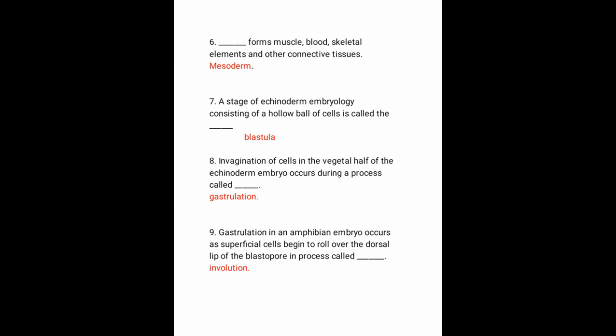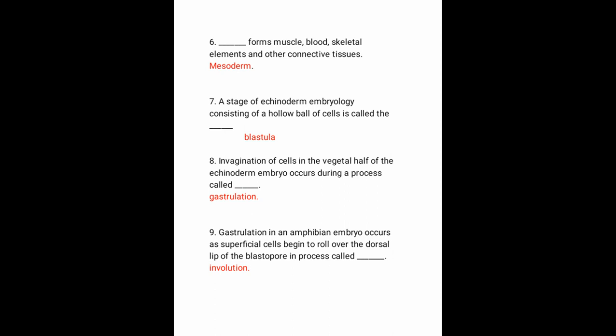Seventh: a stage of the echinoderm embryo consisting of a hollow ball of cells is called blastula. At this stage, a blastocoel is developed. Blastocoel is a body fluid filled cavity. At which stage will the blastocoel be formed? This is known as blastula.